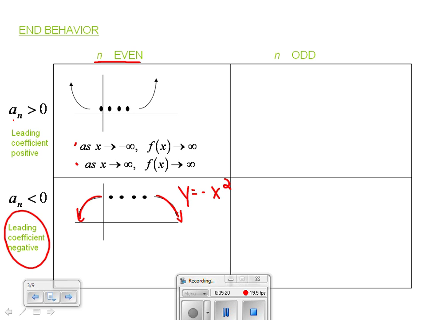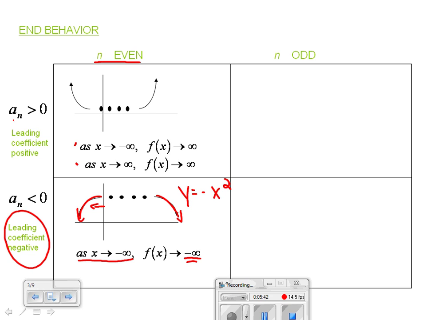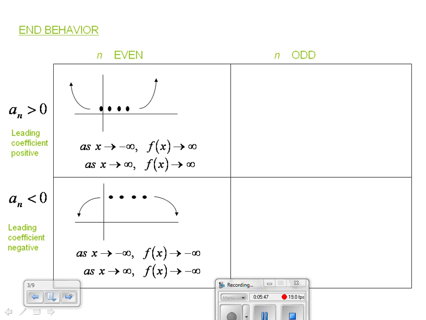Well, how do we say going down as x goes to the left? As x goes to the left, as x goes to negative infinity, our function goes down towards negative infinity. And we also need a similar statement about what happens as our function goes to the right. As x goes to the right towards positive infinity, our function is also going down towards negative infinity.